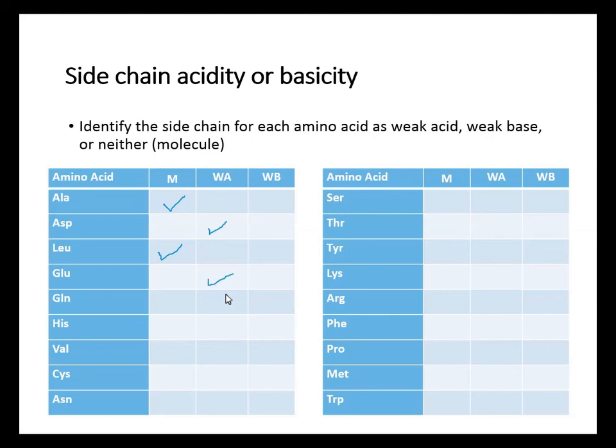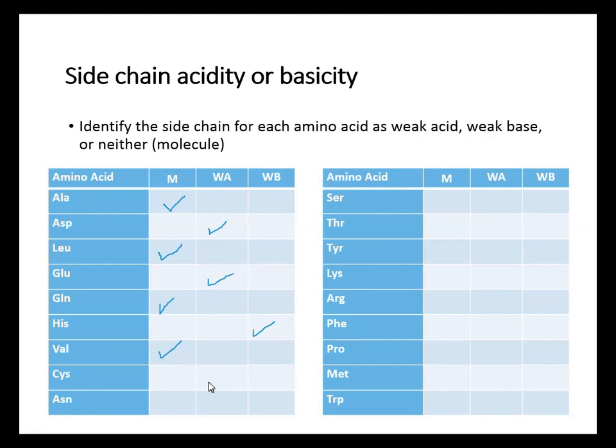Glutamine has an amide group, and you may not know what amides do as acid or bases. They don't do anything. They aren't weak acids and they aren't weak bases in aqueous solutions. So that amide on the side chain of glutamine will just act as a molecule. Histidine we saw acts as a weak base. Valine with no functional groups will be a molecule.